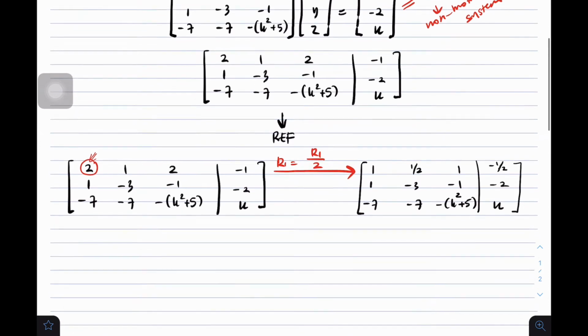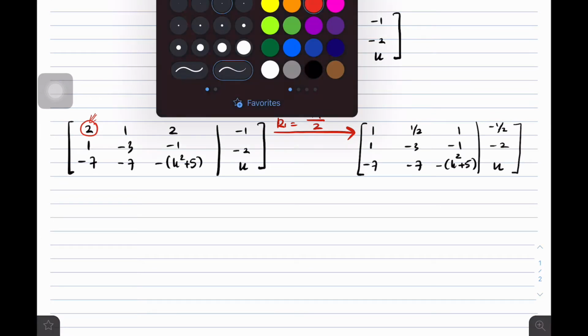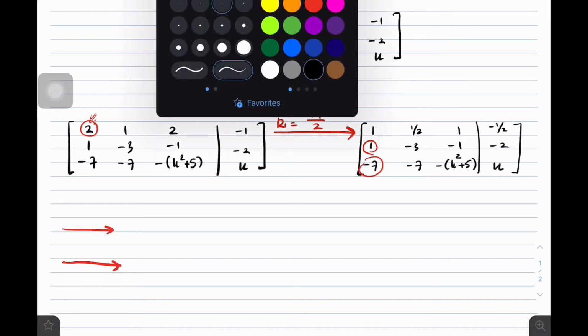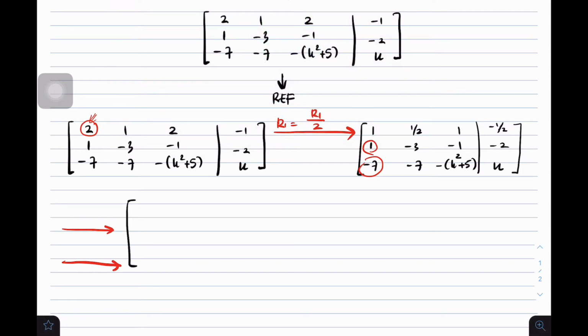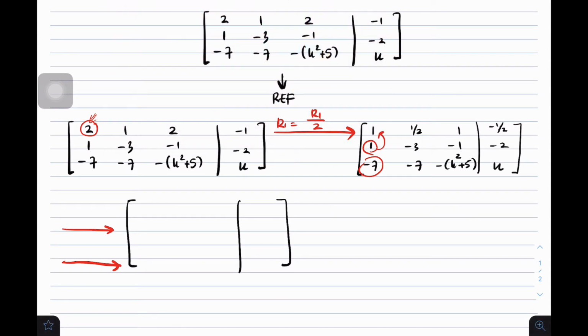Okay, next, as we discussed before, after we get the leading one, we need to make sure all elements below it must equal 0. So we need to change these two elements to become 0. So we need to change row number 2 and row number 3. Okay, so what we need to do to make sure those two elements become 0. Okay, so for row number 2, it is simply you minus this one with this one.